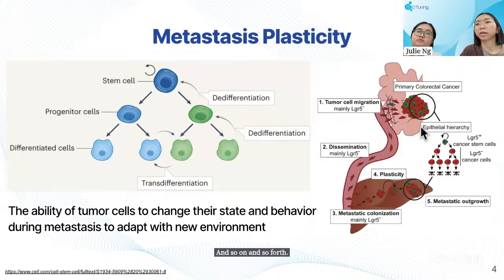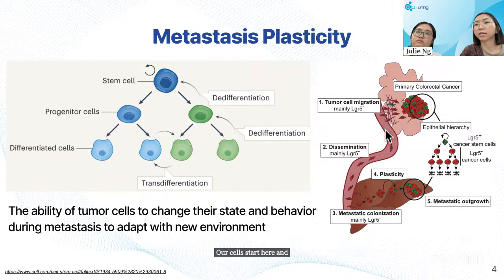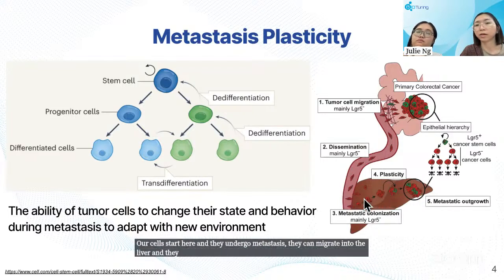And so in the diagram on the right, if we start in the colorectum here, our cells start here and undergo metastasis. They can migrate into the liver and adopt behaviors and cell state changes within the liver to become more like liver cells.